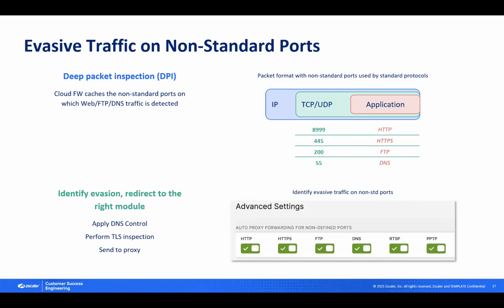Another capability of Cloud Firewall is the ability to control non-standard ports and take the appropriate action. Via deep packet inspection, Cloud Firewall is able to cache non-standard ports on which web, FTP, or DNS traffic are detected. This allows it to identify evasive traffic on non-standard ports, and redirect that traffic to the right module to apply DNS control, perform TLS inspection, or send to proxy.